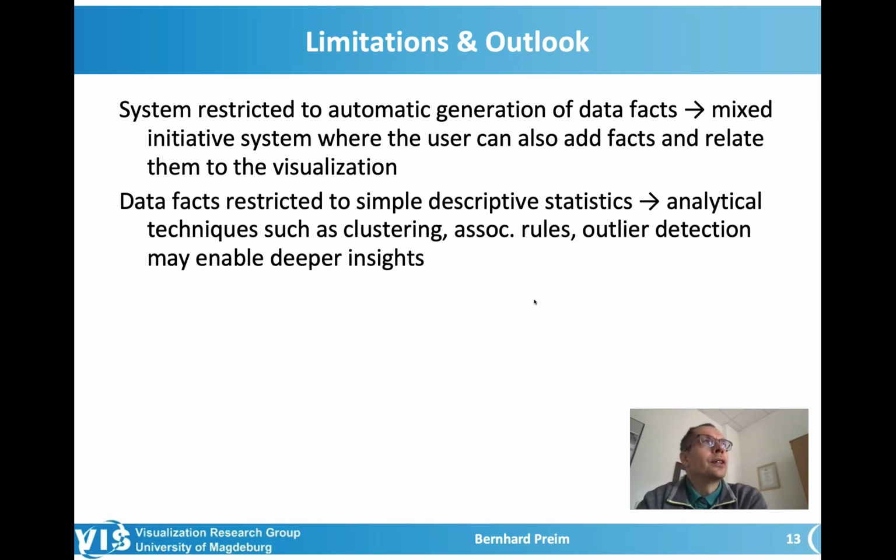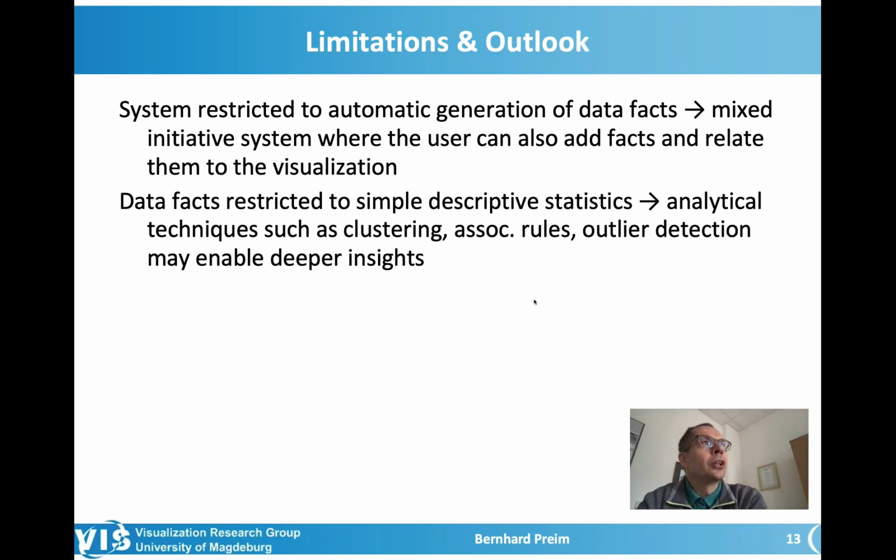And of course, there are good reasons why a user may identify a valid data fact that the system has not automatically determined. The data facts are restricted to simple descriptive statistics. That means nothing like clustering or search for association rules or outlier detection is incorporated here.